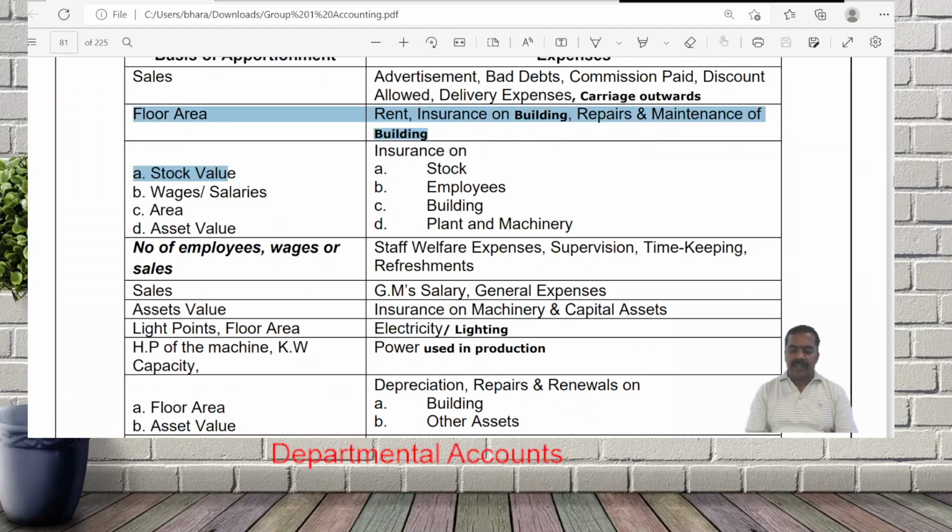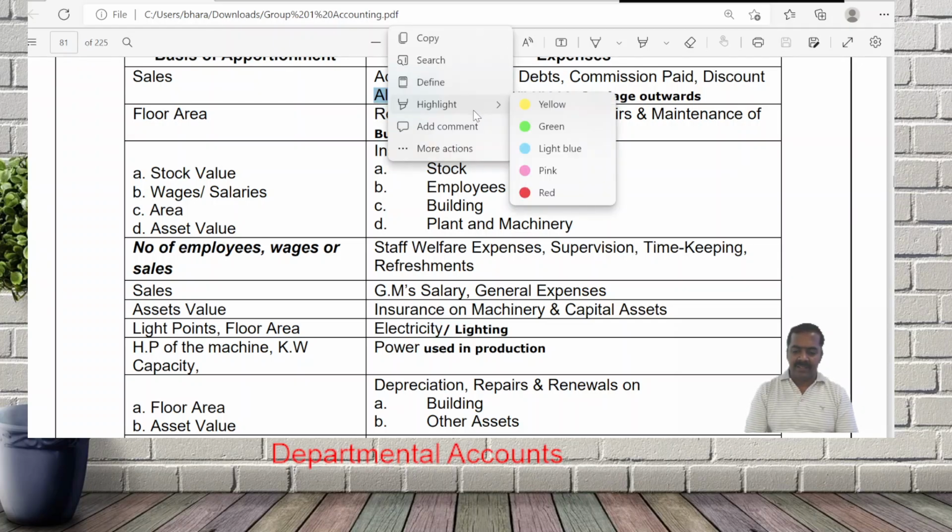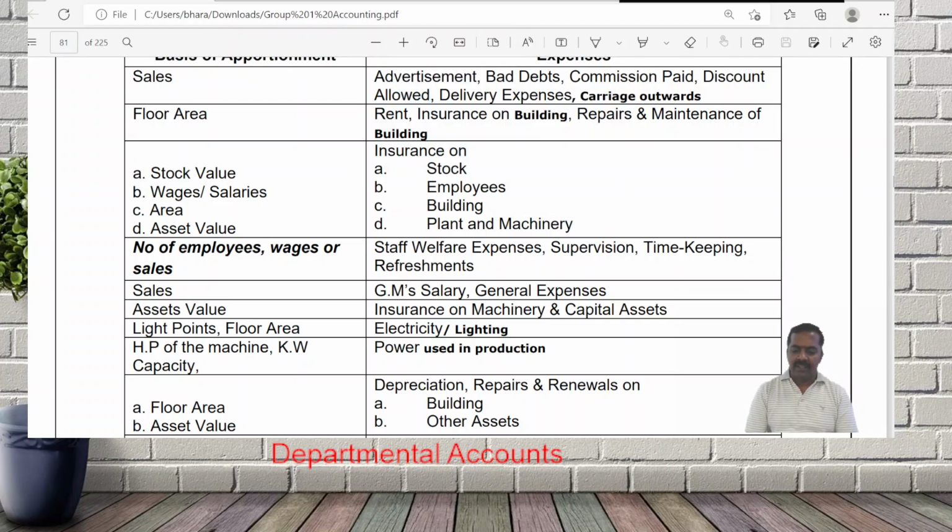Based on area occupied, any expense on building will be allocated. What are the expenses on building? Rent, insurance on building, then repairs and maintenance of building.